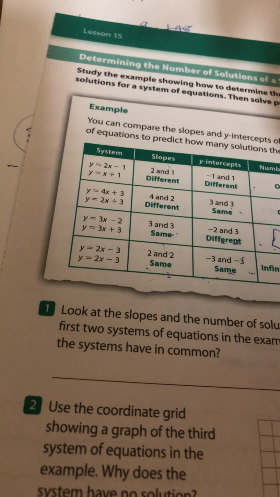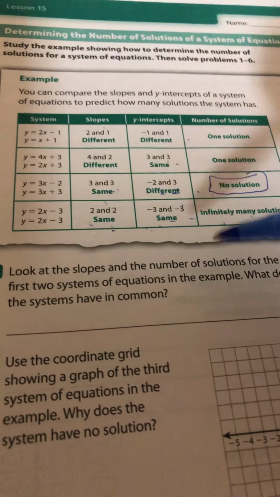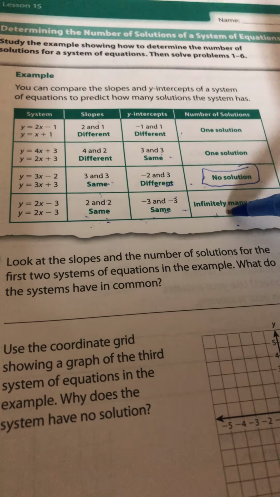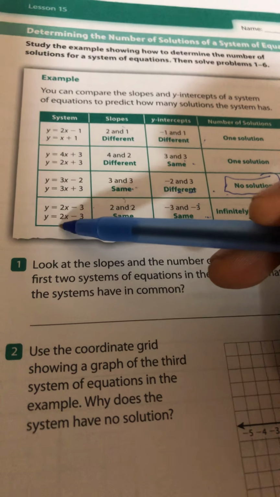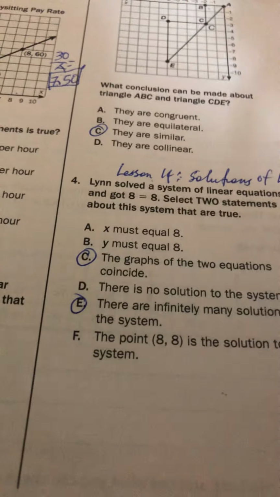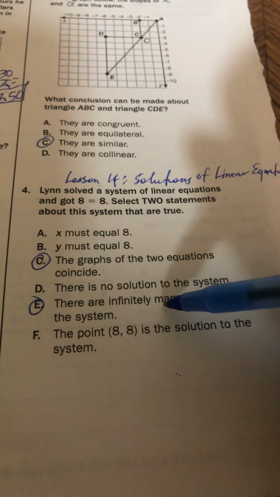All right. So for 8 to equal 8, that means both of the equations are the same, which means we have an infinite many solution equation. See how 2x minus 3 is the same, 2x minus 3 is the same? So they're telling us that 8 equals 8. So we know that this has infinite many solutions. All right. So that's why the answer here is E.